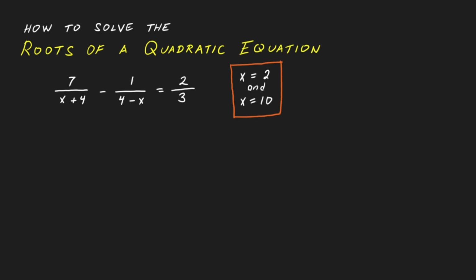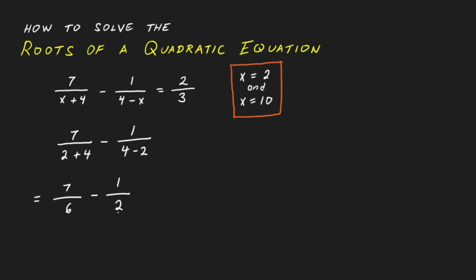Alright, so for the last step, we're going to check if our roots are correct. The way we do that is, of course, we just plug either one of these roots into x and see if we get the answer, which is 2/3. So I'm just going to copy the whole thing, but replace x with 2. Okay, so we're first going to test 2. 7 over 2 plus 4 minus 1 over 4 minus 2. And this 7 is going to be over 6 now. And here we have 1, it's going to be over 2, 1/2.